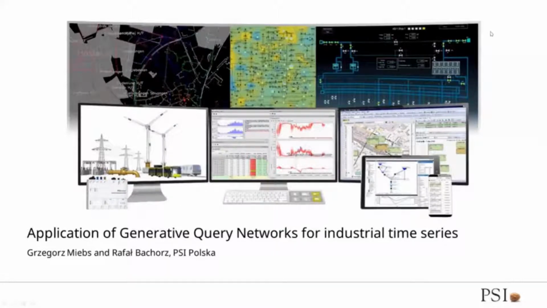Before going into the details, technicalities related to the talk, who we are. My name is Rafał Bachorz, and I'm a head of advanced analytics team in PSI Polska. And there's also Grzegorz, who is data scientist in my team, in advanced analytics team, also at PSI Polska.